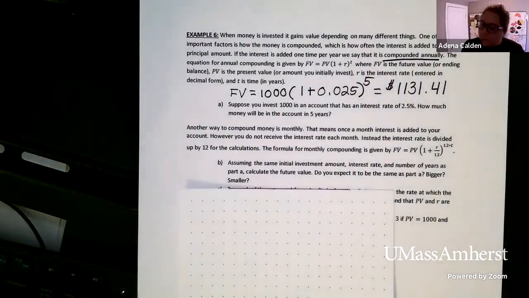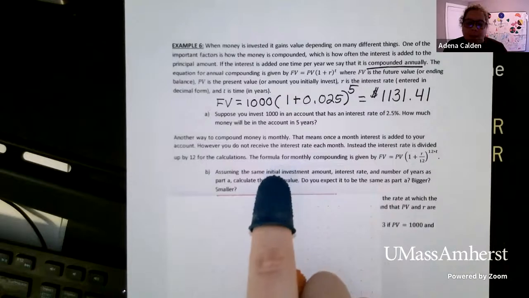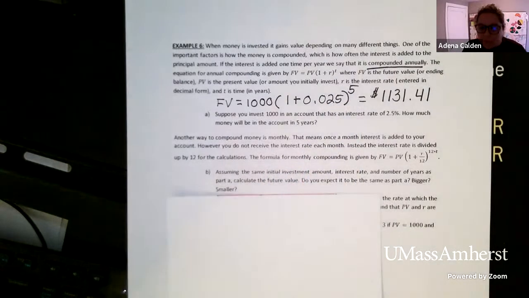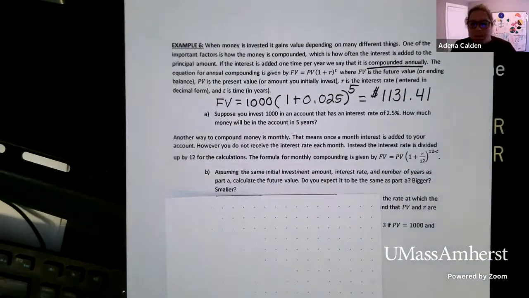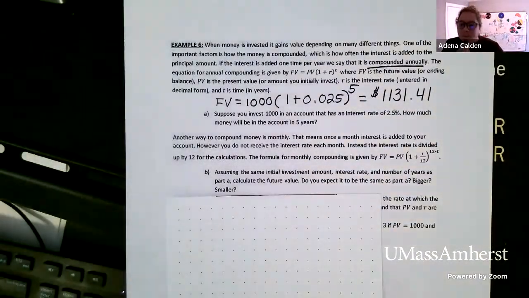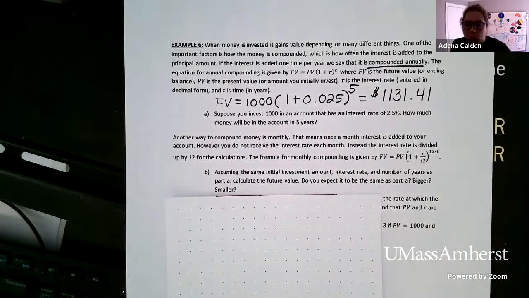So what we want to do is we want to say, is there a difference in compounding monthly to compounding annually? Will it be the same amount? Will we get $1,131.41? Will we get less money by doing it monthly, since we're dividing by 12 and getting a little bit each time? Will we get more money?